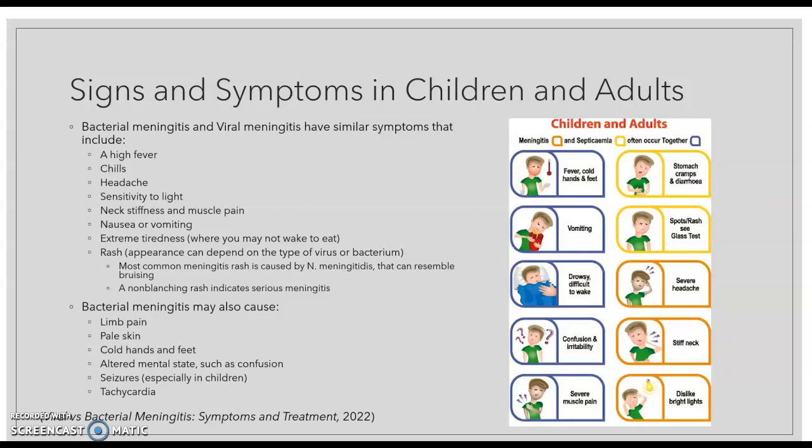The most common rashes are caused by Neisseria meningitidis and may resemble bruising with areas of reddish or purple discoloration. Non-blanching rashes indicate severity of meningitis. So if you press a glass on a rash and it does not disappear or change in appearance, it is non-blanching. In addition to shared symptoms, bacterial meningitis may also cause limb pain, pale skin, cold hands and feet, altered mental state such as confusion, seizures, especially in children, and tachycardia.